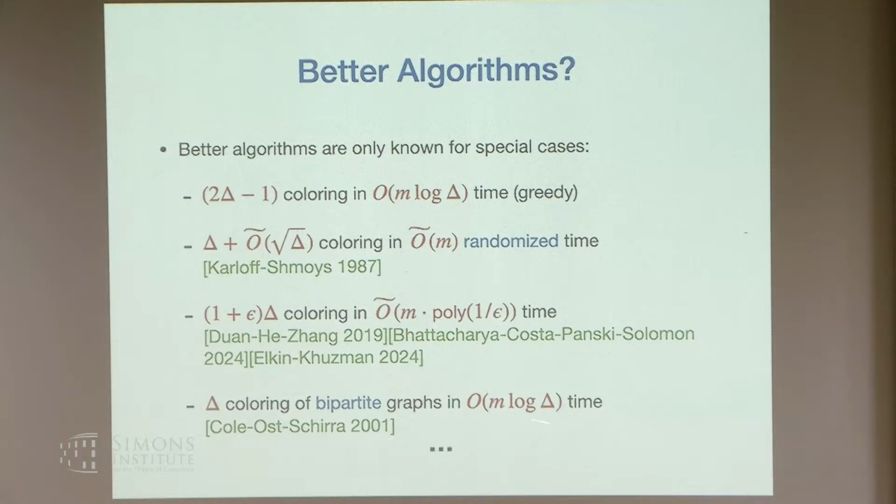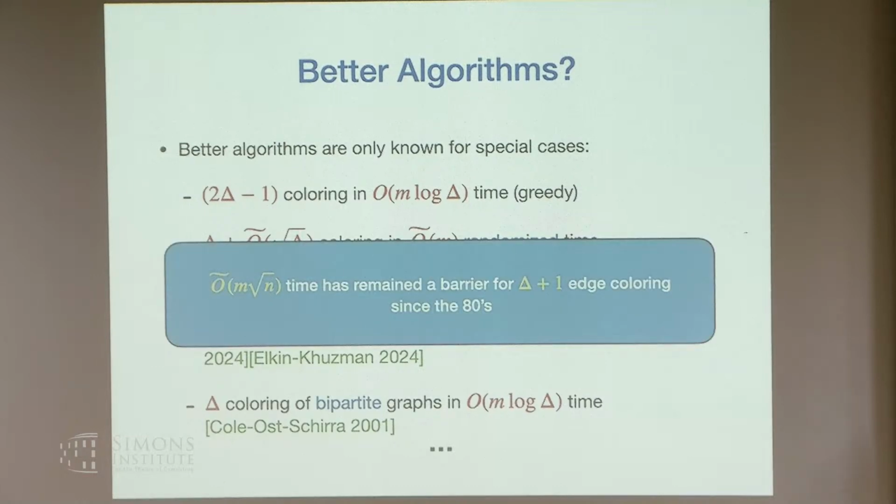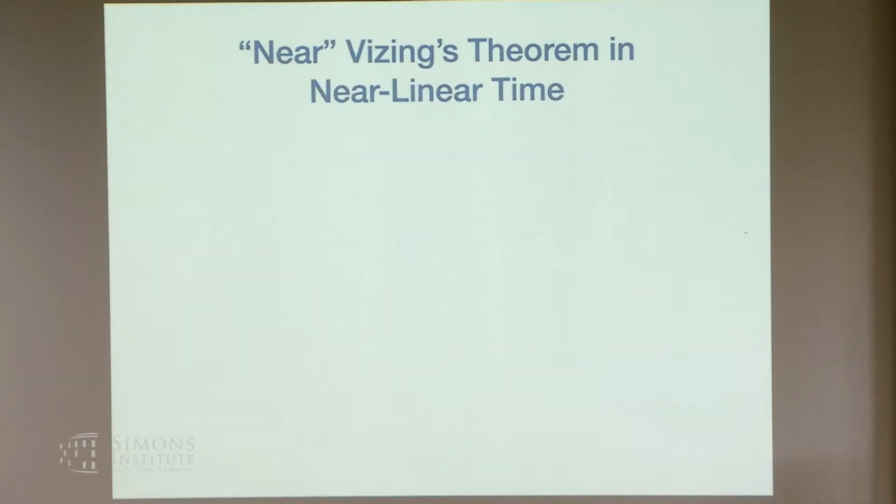And there are a bunch of other cases, low arboricity graphs, things like that. But in general, we don't know anything better than an m root n time algorithm. And this remains a barrier since the 80s. Okay. So what is this talk about? Let me tell you about our result.